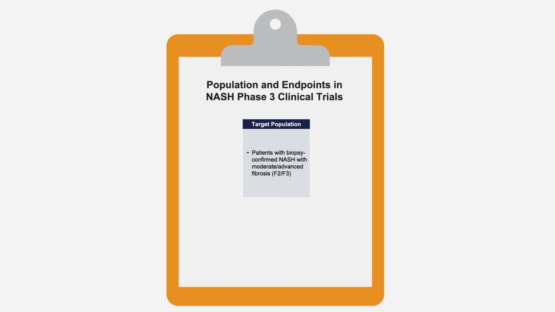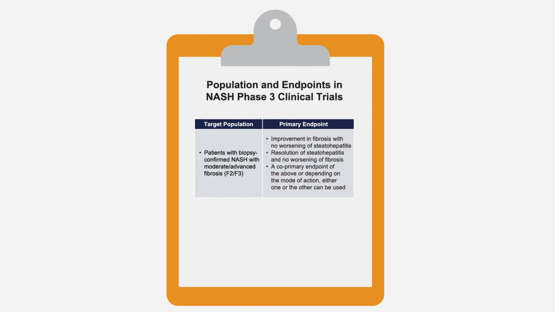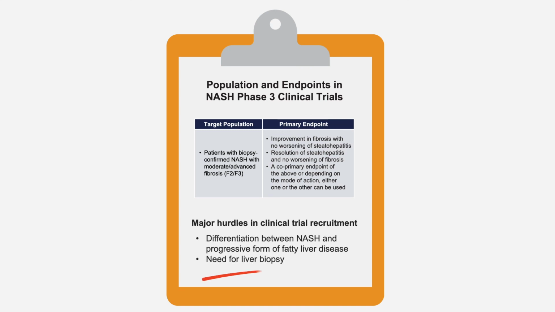Typically, we have trials that include patients with NASH in stage 2 or 3 fibrosis as one trial entity, and then trials that are assessing patients with NASH-related cirrhosis in a separate entity. The accepted clinical endpoints for improvement for a drug for NASH-related fibrosis include either improvement in one stage of fibrosis without worsening of NASH or resolution of NASH without worsening of fibrosis. Although non-alcoholic fatty liver disease is very common, the differentiation between NASH and the progressive form of fatty liver disease and need for liver biopsy is a major hurdle in clinical trial recruitment.